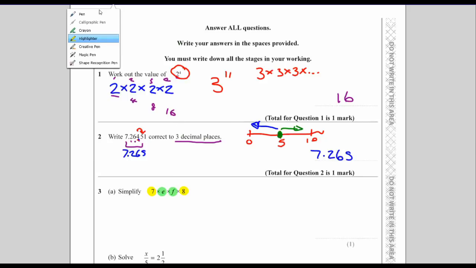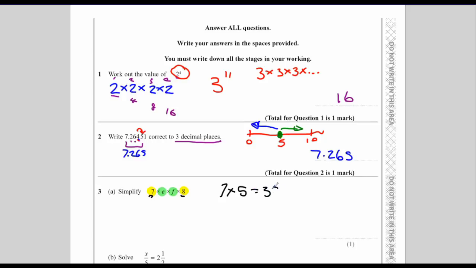Now we don't know what e and f are standing for at the minute, but we know how to do 7 times 8. Okay, 7 lots of 8. Well, 5 lots of 7 is 35. 3 lots of 7 is 21. Add them together, you get 56. Or you might be good at mental maths and already know that. Well done if you do.